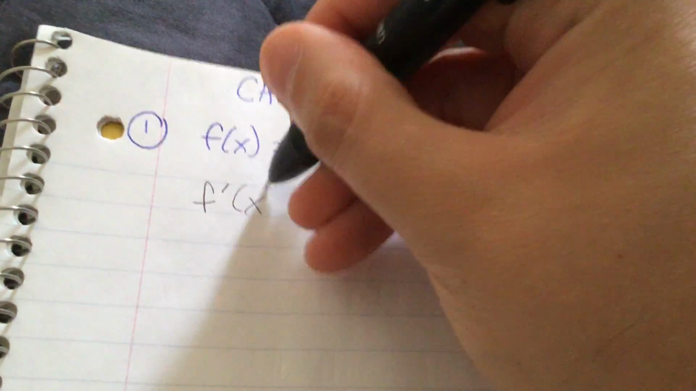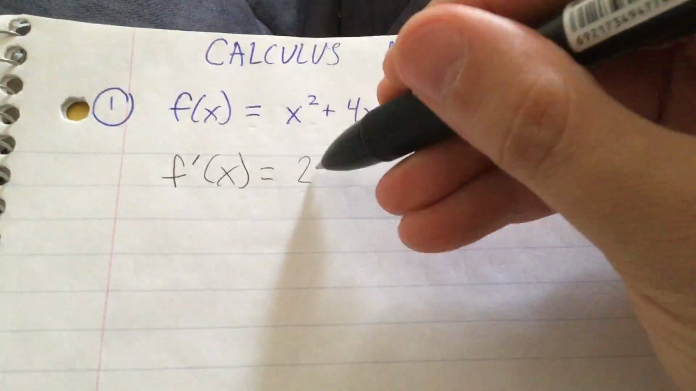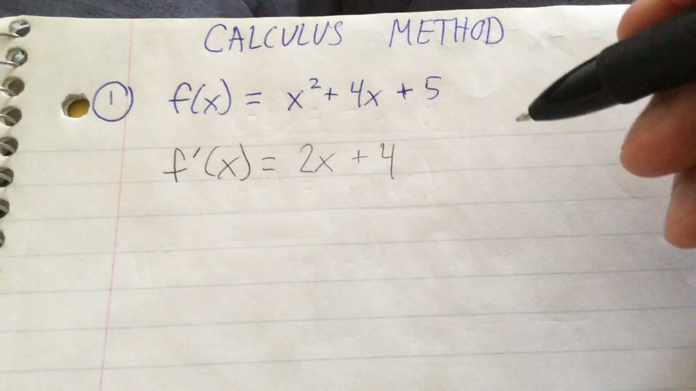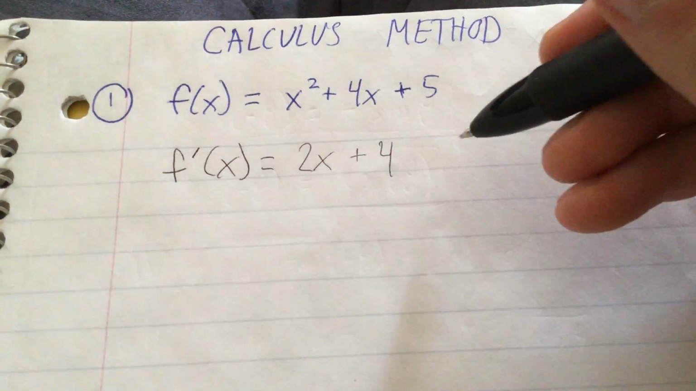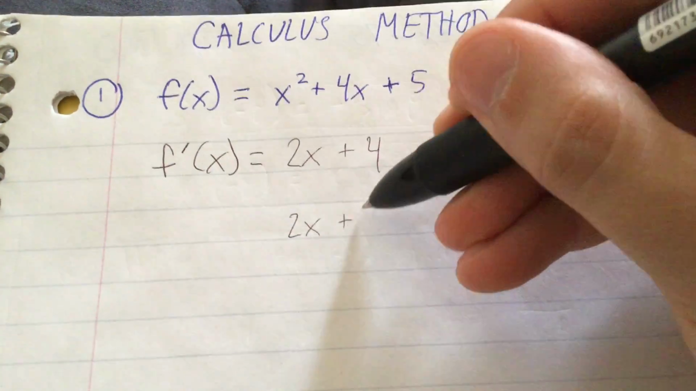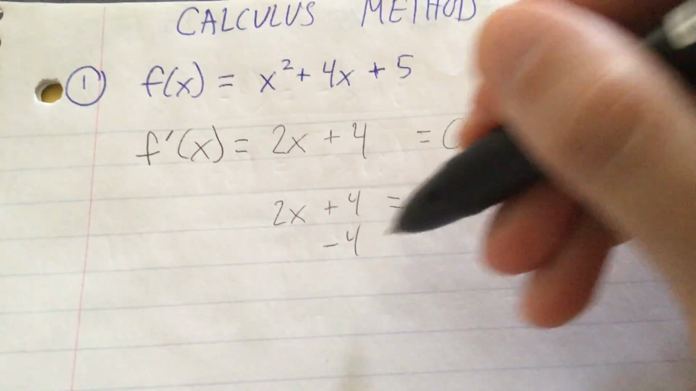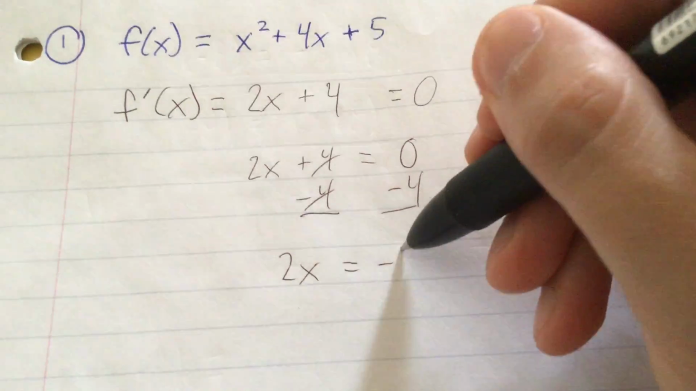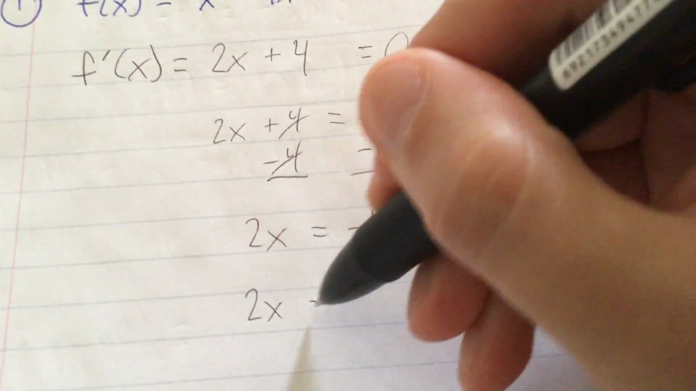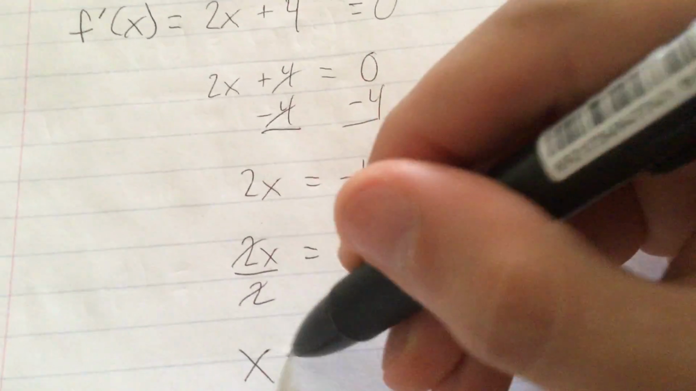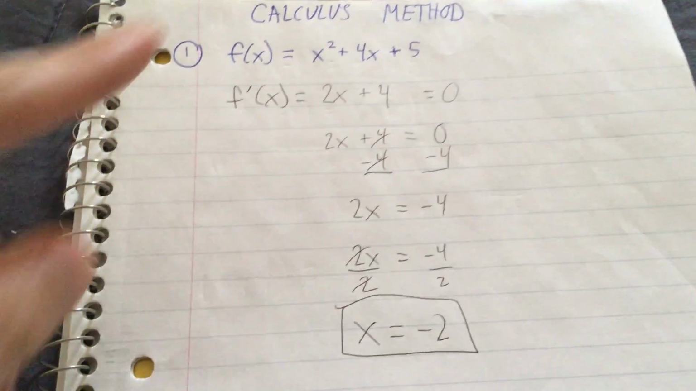F prime of x is equal to 2x plus the derivative of 4x, which is 4, and the derivative of 5 is 0. Step 1, find the derivative, set it equal to 0. Then we're going to solve for x. Minus 4, minus 4. So then 2x is equal to negative 4. Then we're going to divide both sides of the equation by 2, and we get x is equal to negative 2.